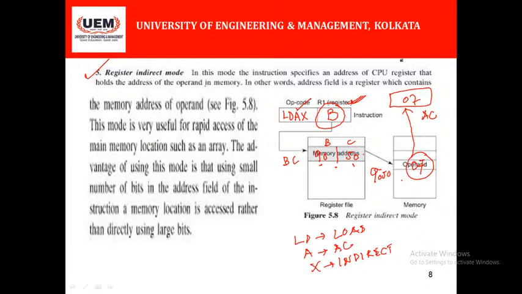In register indirect addressing mode, the instruction specifies the address of a CPU register that holds the address of the operand. Look at that: here in the instruction, the BC register pair is specifying the address of a memory location 9050, which stores the original data 07. Now we are transmitting this 07 to the accumulator register by means of the opcode LDAX. LD stands for load, A for accumulator, X for indirect.